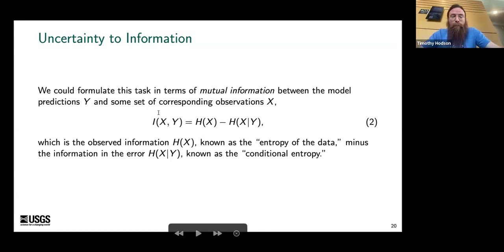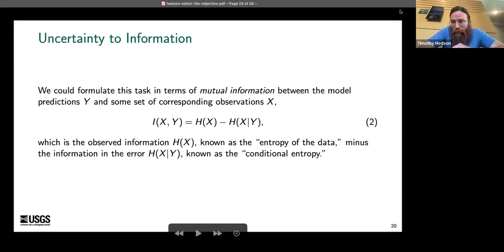some intuition. We're going to formulate this task in terms of mutual information between the model predictions Y and some set of corresponding observations X. I'll try to adapt their notation here. This H of X is known as entropy in the data, and we're subtracting off this information in the error, the conditional entropy, and what's left is mutual information, the information shared between the model and the data. That's what's important. We want to make that as large as possible.